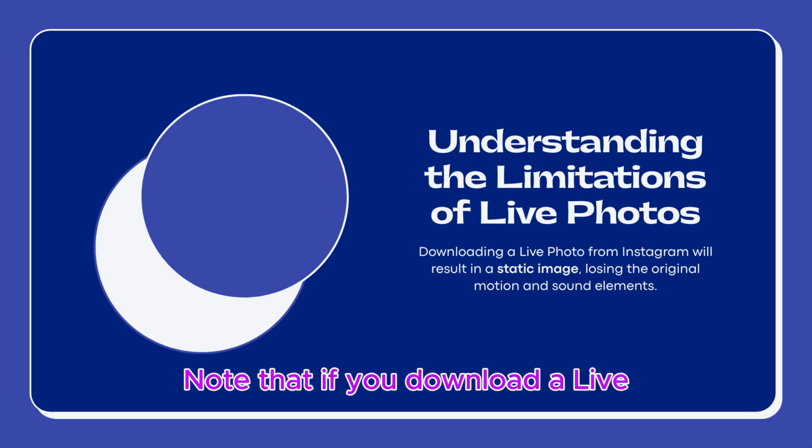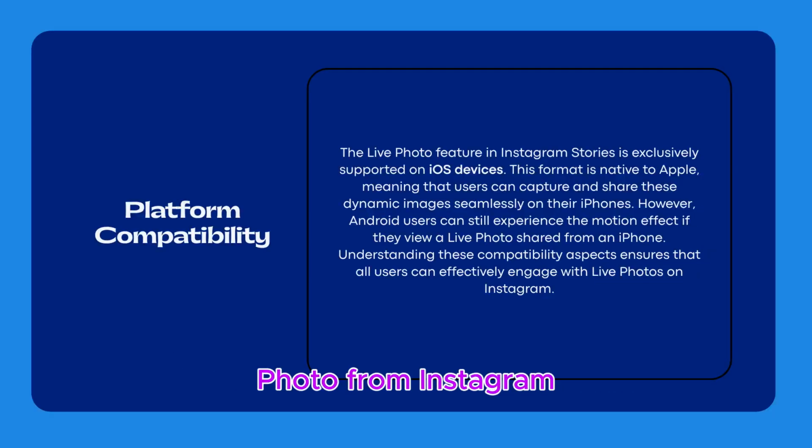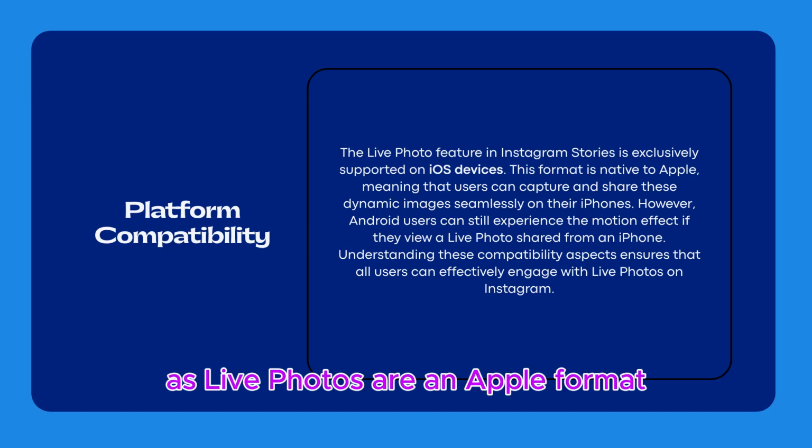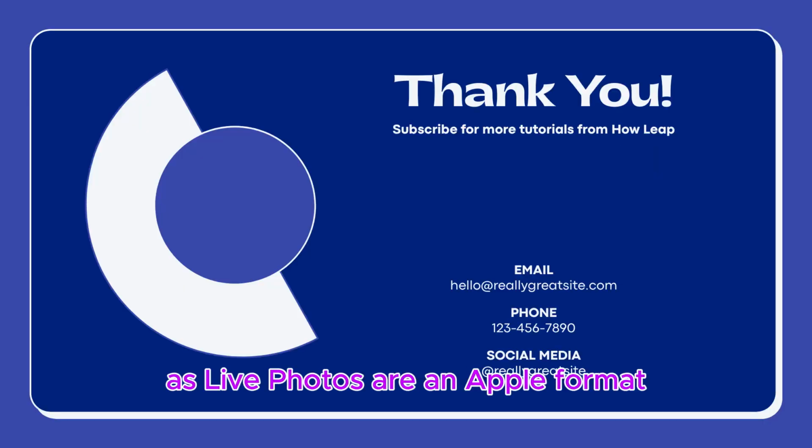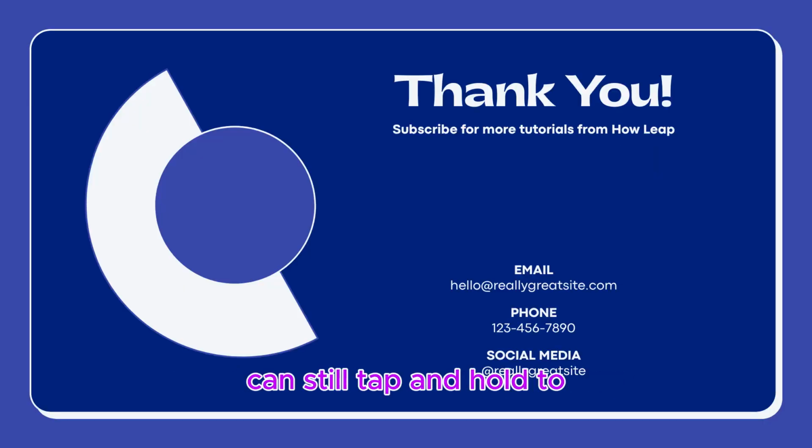Note that if you download a live photo from Instagram, it will be a static image. The live photo feature in Stories is only supported on iOS devices, as live photos are an Apple format. Android users viewing the story can still tap and hold to see the motion if it was posted from an iPhone.